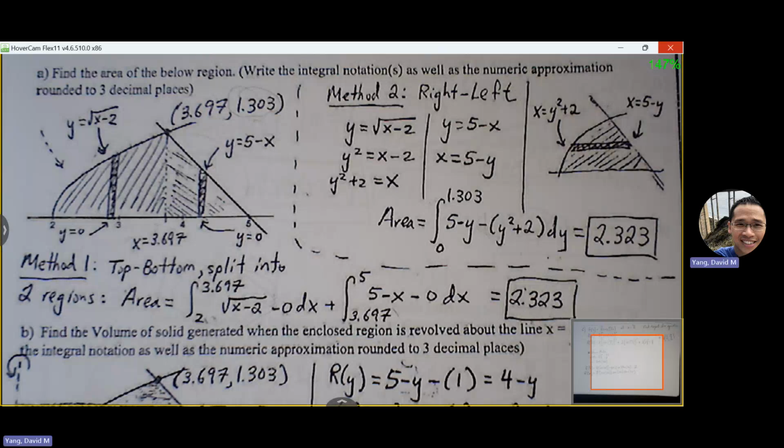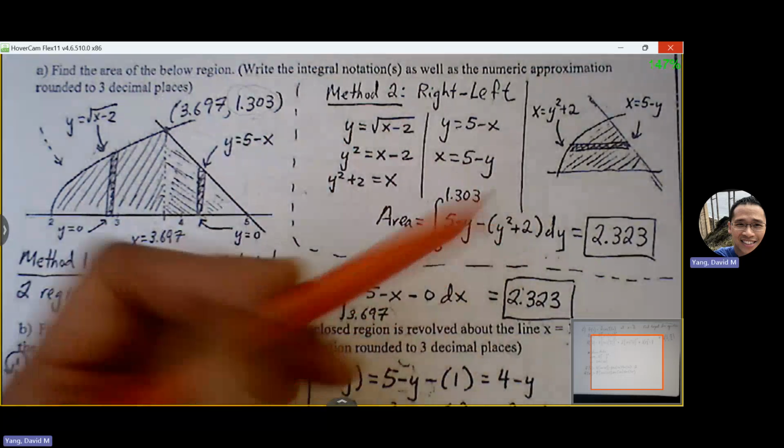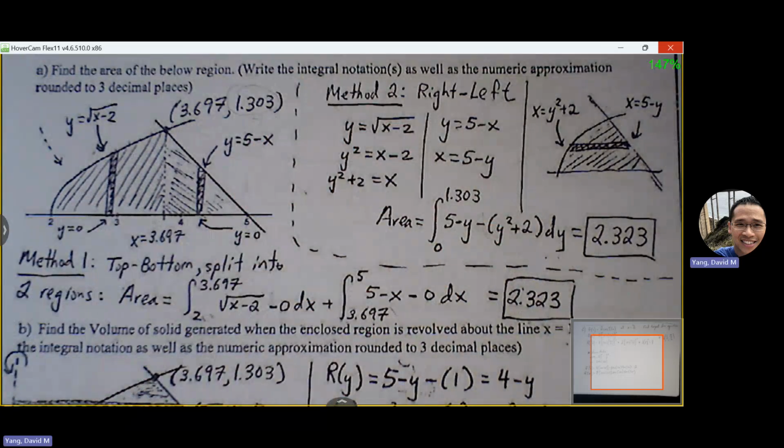Any questions? Okay. The work that we did for right minus left is going to come in handy for parts B and C, because parts B and C are all horizontally oriented. So we can reuse a lot of information that we gathered here. So look at part B.